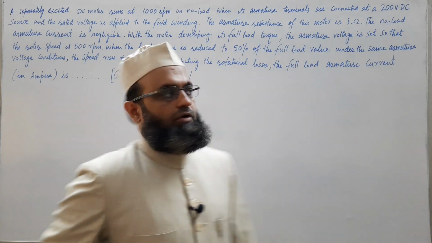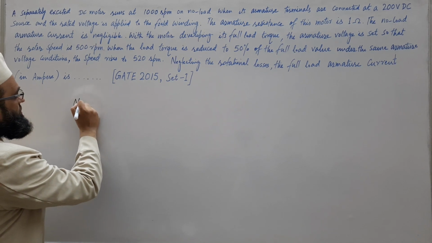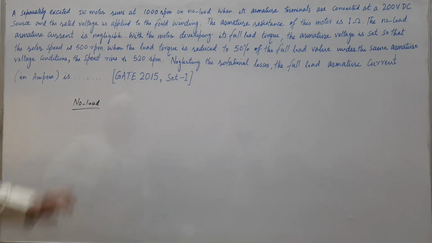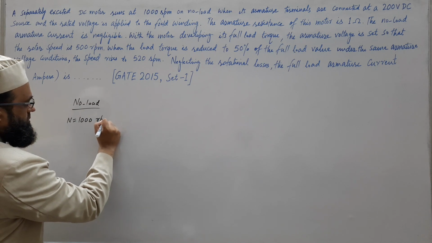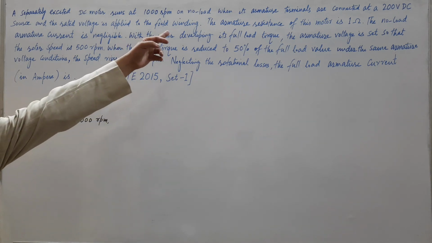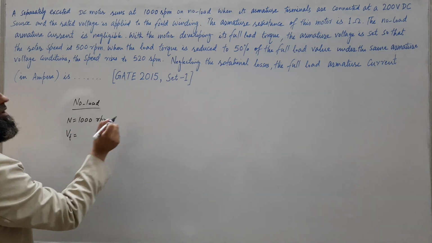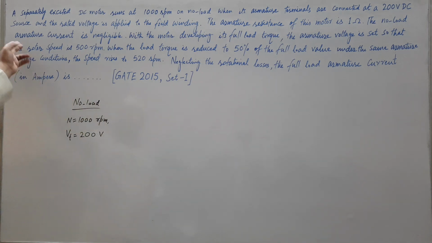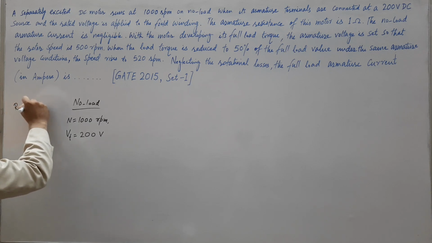Let us write. It is saying on no load, so right here, no load. At no load, N is 1000 rpm. Armature terminals, Vt is 200 volt, and the rated voltage is applied to the field winding. The armature resistance of the motor is 1 ohm. Somewhere write armature resistance as 1 ohm.